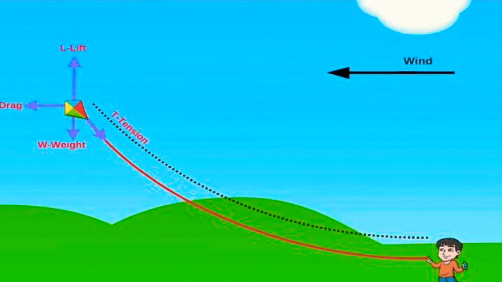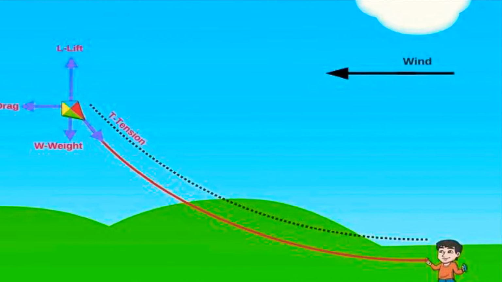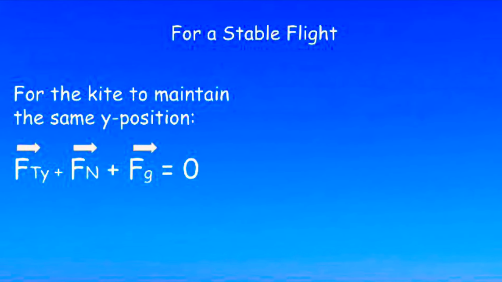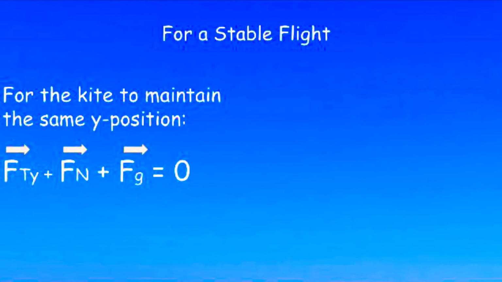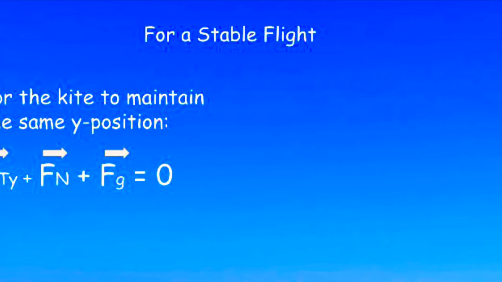The tension force is most useful to keep the kite in check at a specific position and help guide the kite through a stable flight. Whenever a kite is in stable flight, the forces remain constant and no external net forces are acting on the kite. So for the kite to stay in the same y position, the sum of the y component of the tension force, the force of gravity, and the normal force must equal 0.